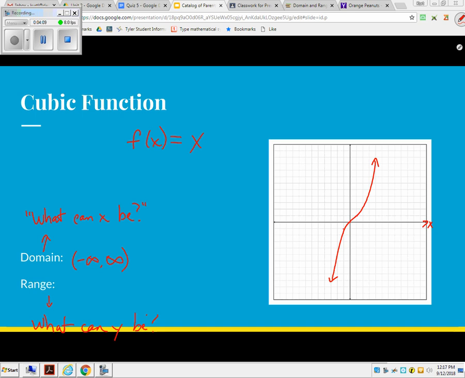I have an arrow on each end of it, so it's going all the way to the left, all the way to the right. It's going up, it's going down. So I'm back to my negative infinity to infinity.